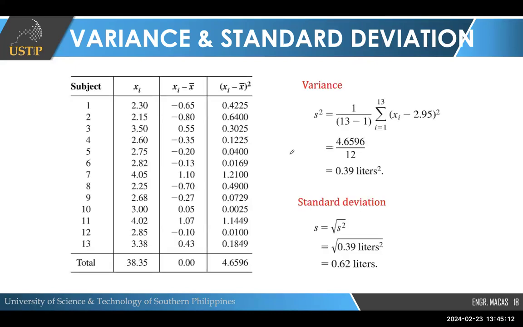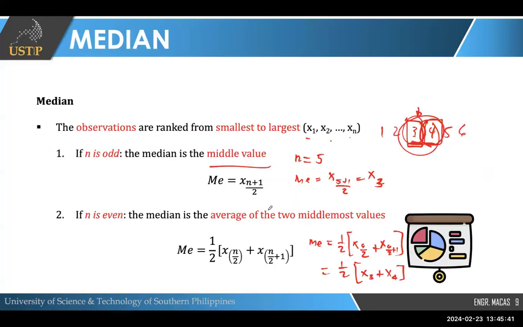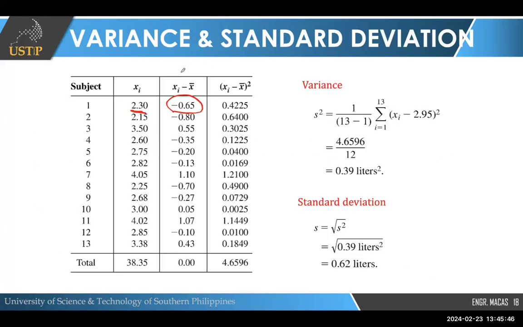Okay, suppose we have this table. It's the same as the first example, these original values. So first we get x sub i minus x bar, meaning the difference between your observation and your mean. Let's write our mean here, 2.95. Okay, so our mean is 2.95.